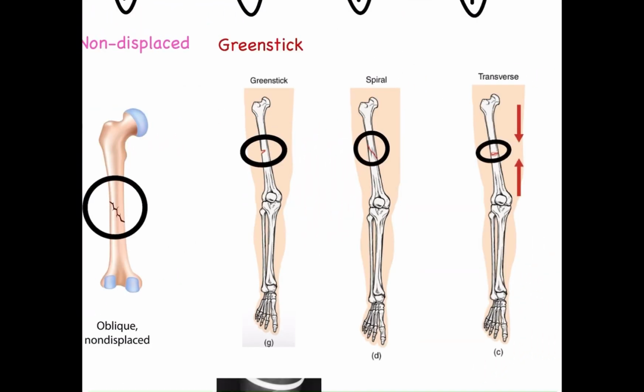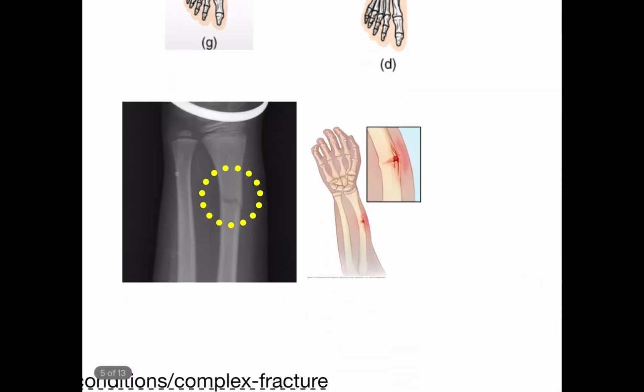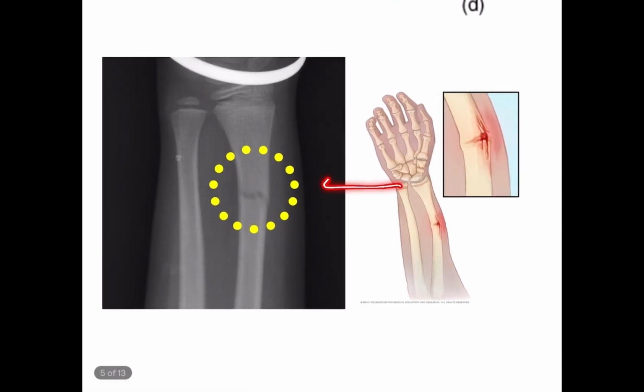Then we have greenstick fracture. This is an incomplete fracture where a portion of the bone is broken and that causes the other side to bend. And this is commonly seen in children. And this is an X-ray image of a 10-year-old boy that has a greenstick fracture in his radius.